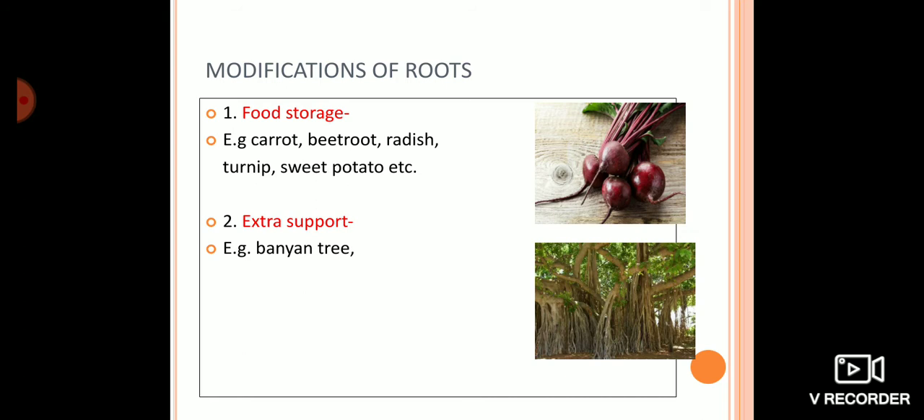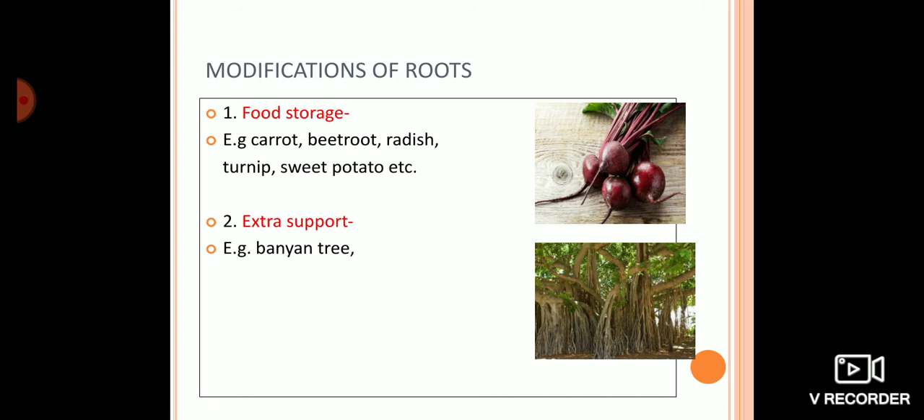The second modification is extra support. The roots give extra support to support a weak stem or heavy branches, for example the banyan tree, which has very heavy branches. They look like a pillar and grow from the stem and branches to provide support. Such roots are called prop roots.